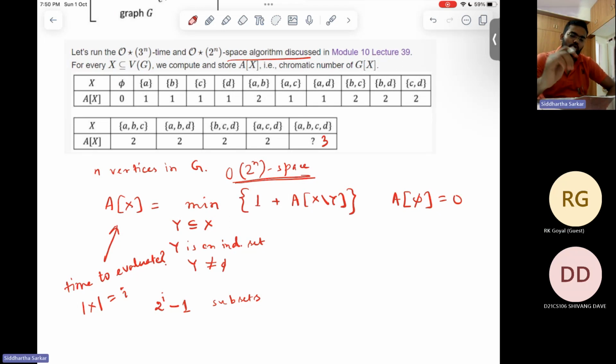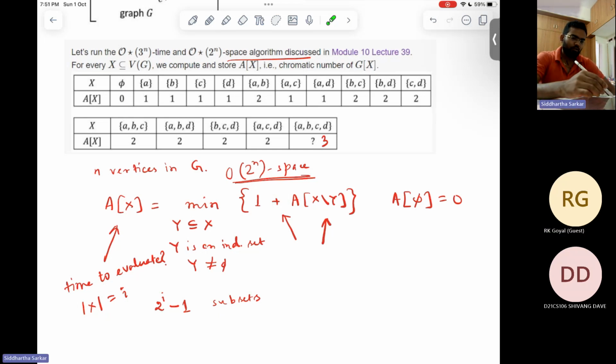So how many table lookups are we going to do? There are possibly 2 to the i minus 1 subsets. Maybe all of them are not independent sets, but at most there could be 2 to the i minus 1 table lookups we have to do. And then we have to do this addition also. So for x having cardinality i, we have to do 2 to the i minus 1 table lookups and 2 to the i minus 1 additions at most.